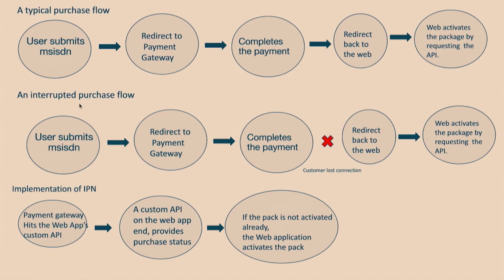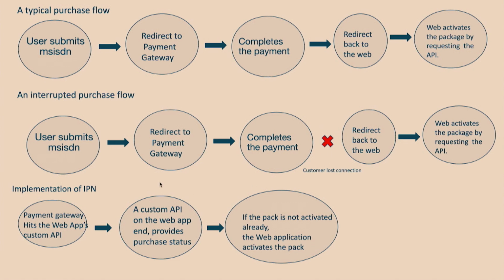What happens in an interrupted purchase flow? The user submits the MSISDN and is redirected to the payment gateway. In the payment gateway, the user completes the payment. But before redirecting to the web server, the connection gets lost. So what happens? The user pays the amount, but the internet package does not get activated due to the connectivity issue.